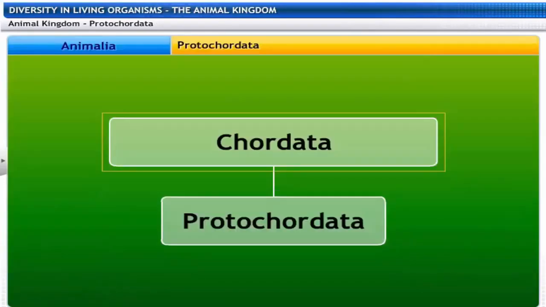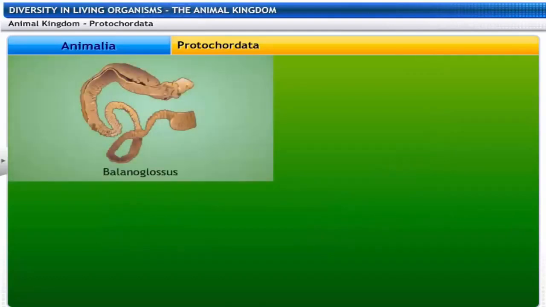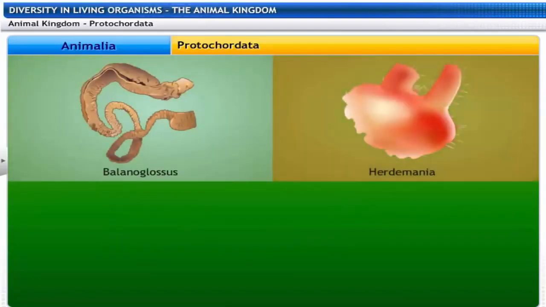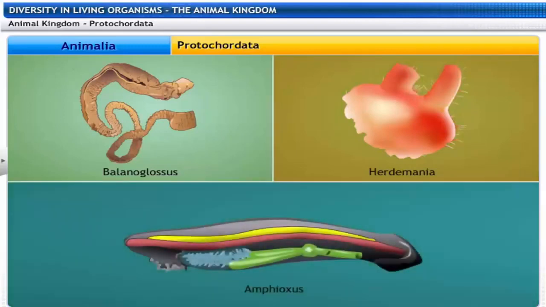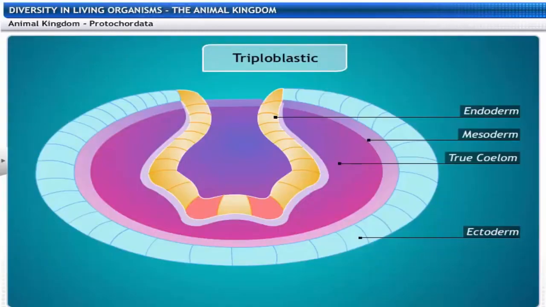Protochordata belong to the phylum Chordata and are primitive chordates. They include Balanoglossus, Herdmania, and Amphioxus. Protochordates are marine animals. Their bodies are bilaterally symmetrical. They are triploblastic and have true coeloms.